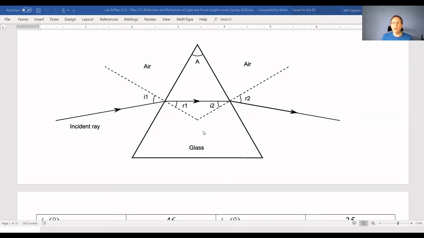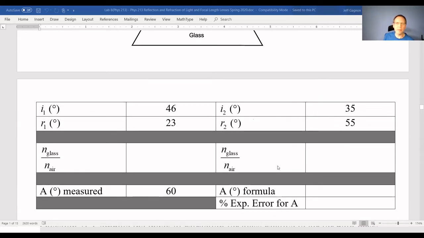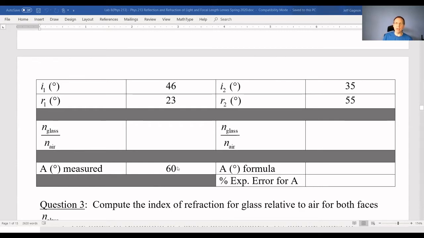For this part of the lab, I measured these angles for you. Angle A here is called the prism angle, and I measured that using a protractor. But in theory, if this is an equilateral triangle, what should the angle be? It should be exactly 60 degrees. Okay, if you look at the table here, these are my measurements. Actually, I measured exactly 60, and you'll see that in the video.